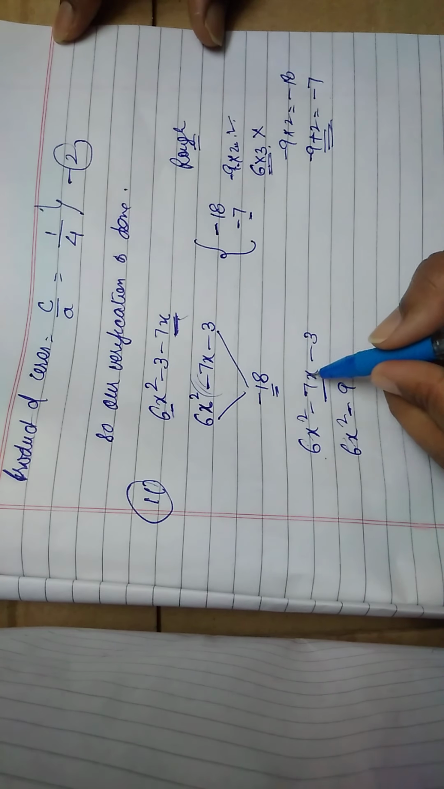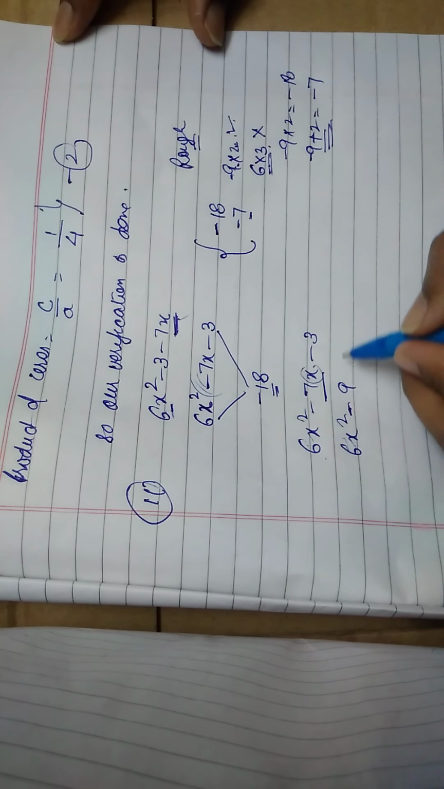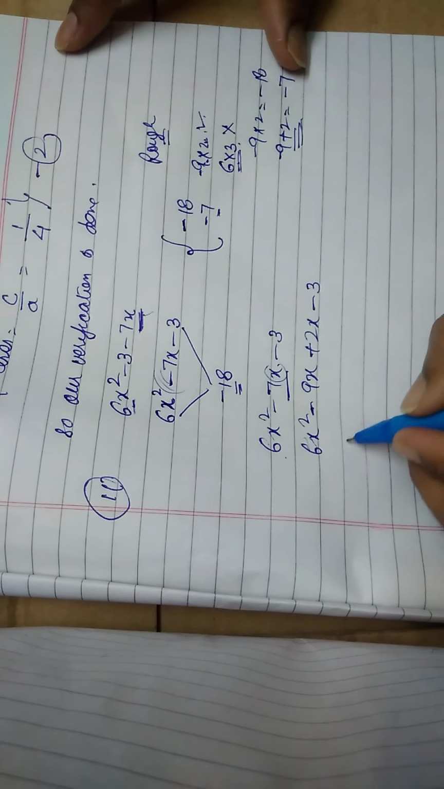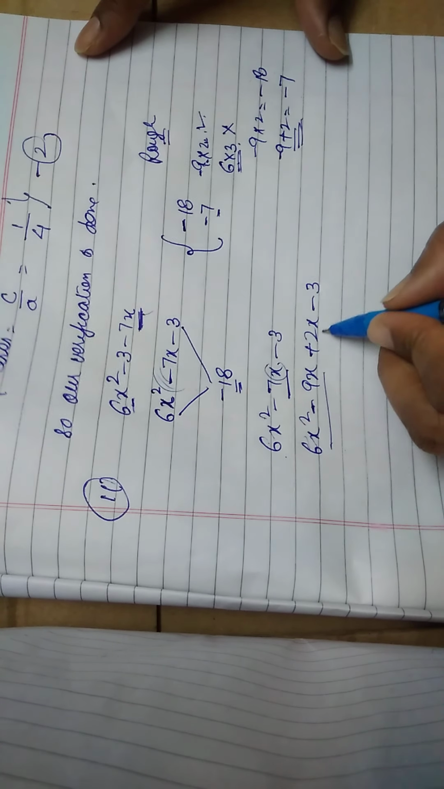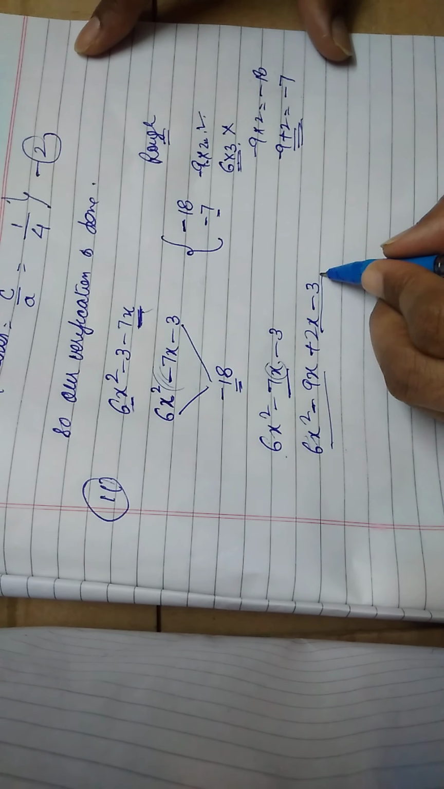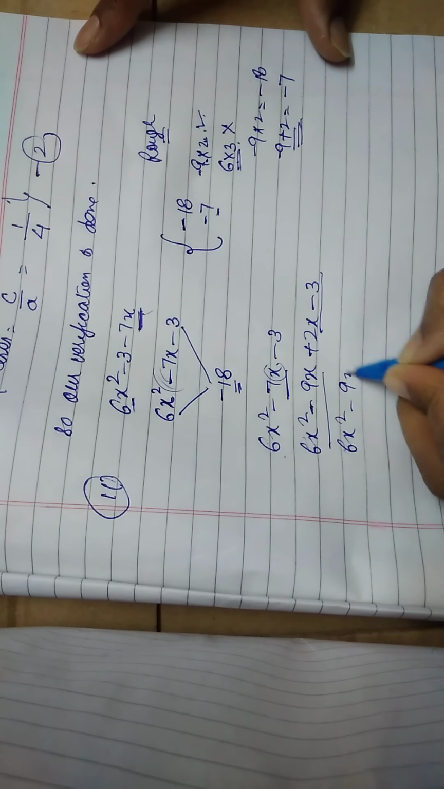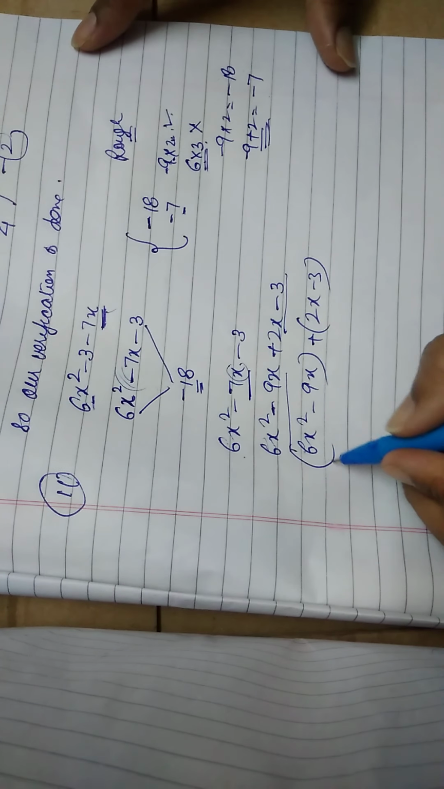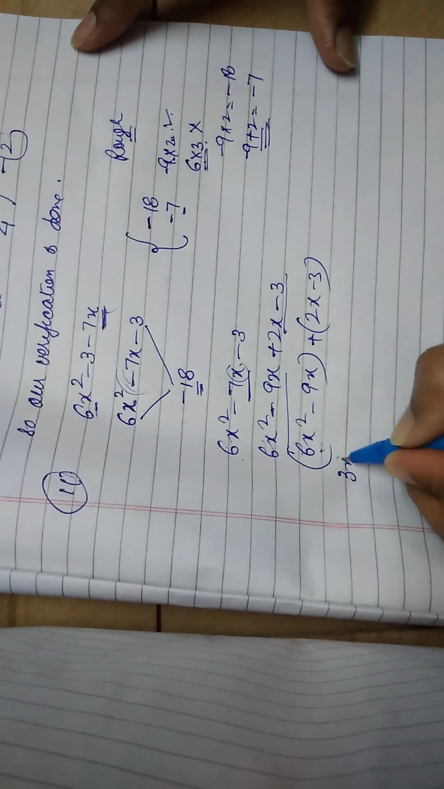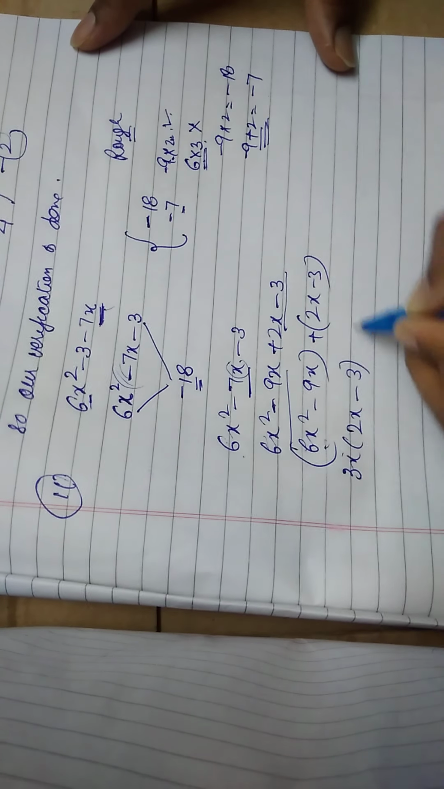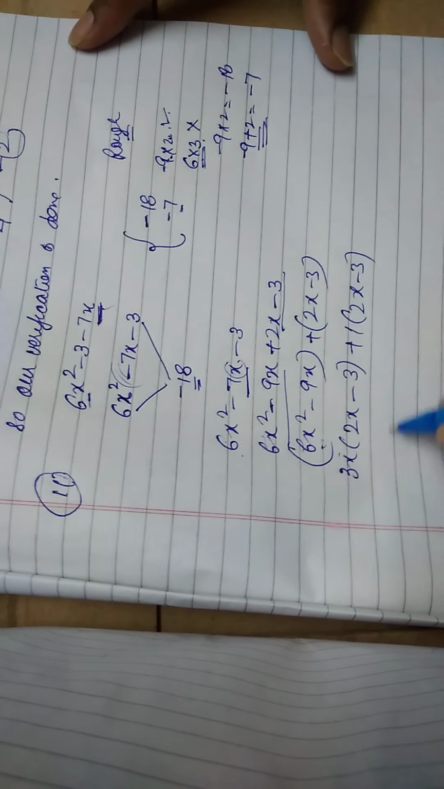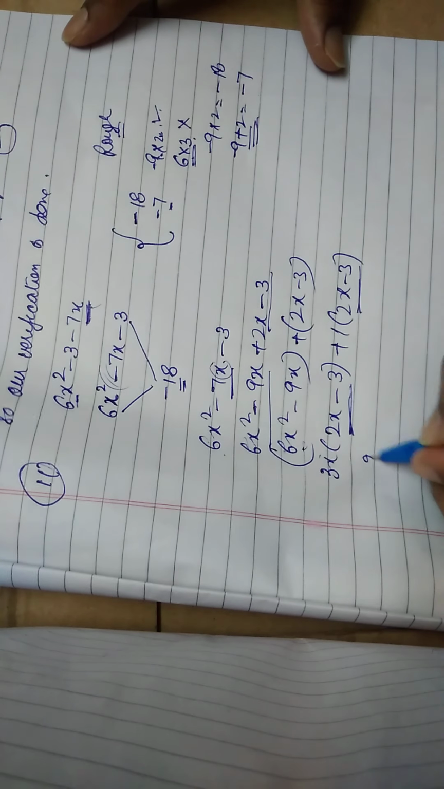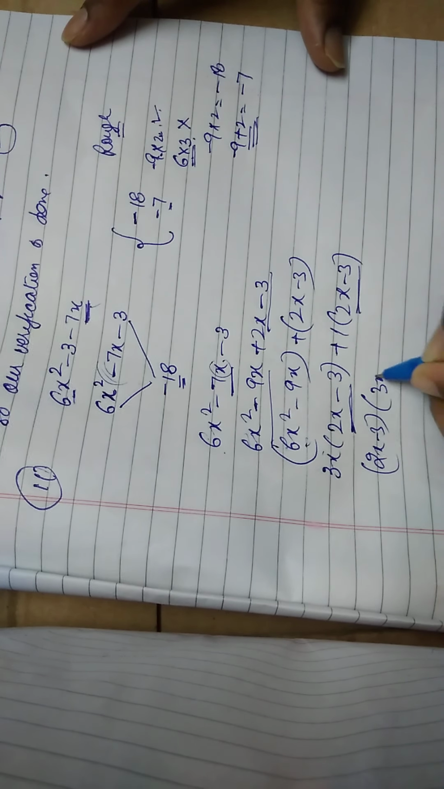Now again we start: 6x square minus 7x minus 3, replacing 7x with 9x and 2x. 7 is with variable x, so we put variable x with both terms. Now making pairs of the first 2 terms and the other 2 terms, taking common 3x, 2x minus 3, and here taking 1, 2x minus 3. 2x minus 3 is common, that means our answer goes right: 2x minus 3 and 3x plus 1.